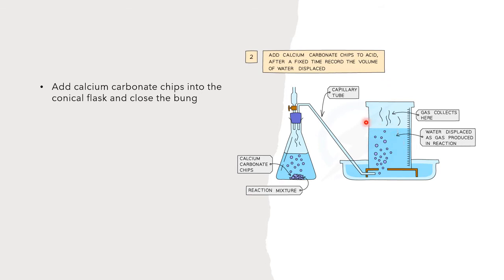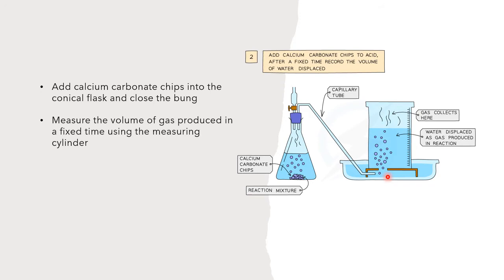Bila gas masuk dalam air, dia ada bubbles. Subsequently, the level of the water here will decrease. Sebab apa dia berkurangan? Because the carbon dioxide will replace the water. That's why air itu berkurangan. So kita akan measure volume of carbon dioxide produced daripada measuring cylinder ini.